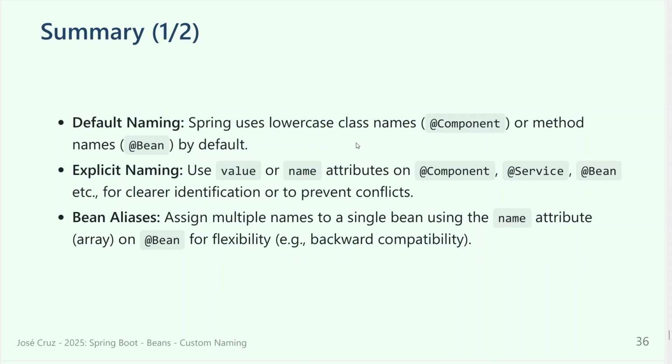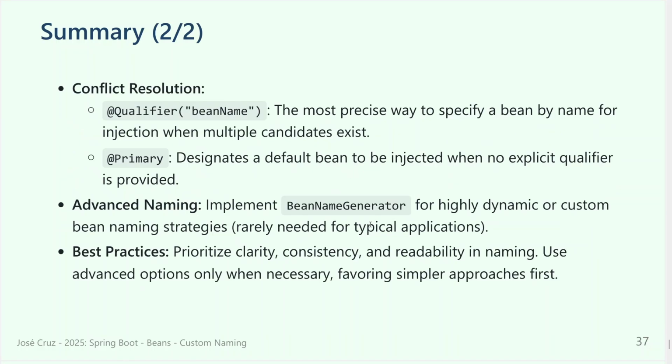Default naming, Spring uses lowercase class names as a standard. Explicit naming, you can do using the value or the name. You can use alias, meaning that you can give multiple names to the bean. When you have conflict resolution, remember primary or qualifier. You can achieve advanced naming using the bean name generator. But again, best practice, prioritize clarity, consistency, readability.